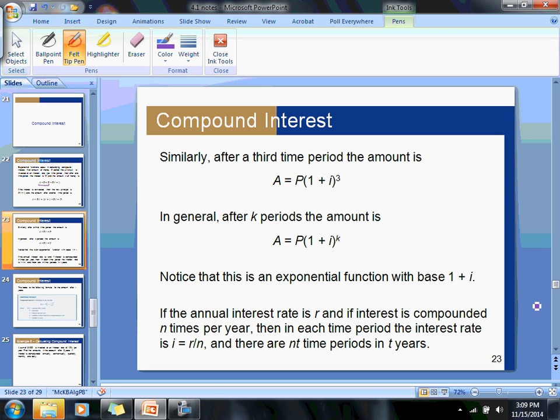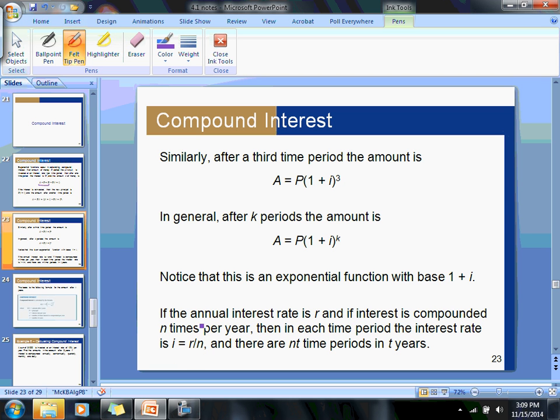So there's one other thing that they're going to do to this equation to tweak it a little bit and get our final equation that we're going to use. And that deals with our interest. It says down here, if the annual interest rate is R, and if the interest is compounded n times per year, then each time period the interest rate is R divided by n.